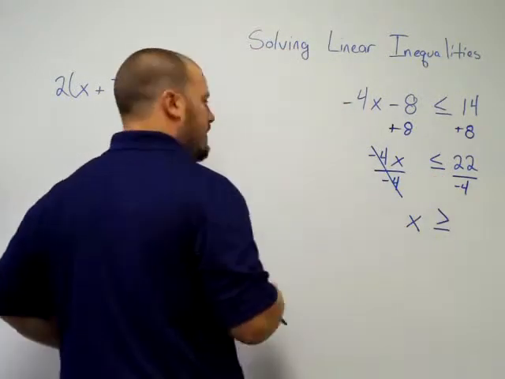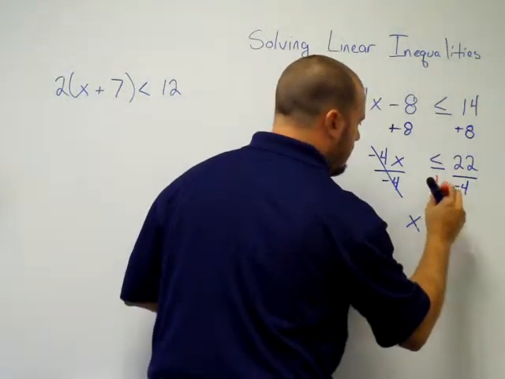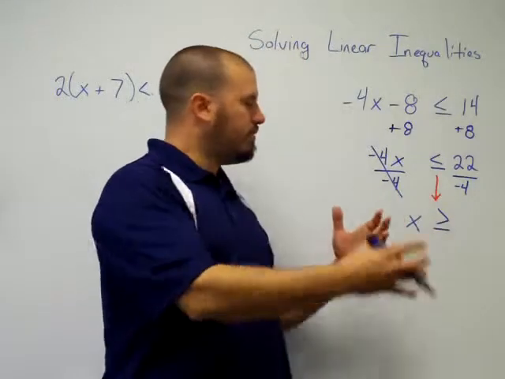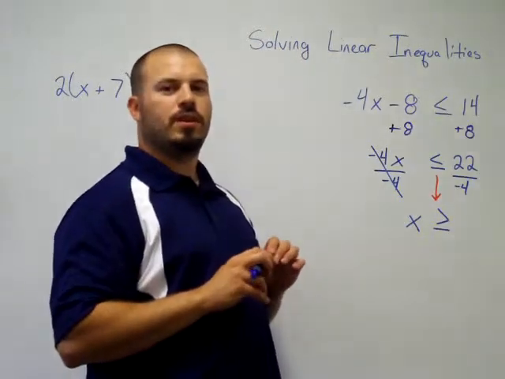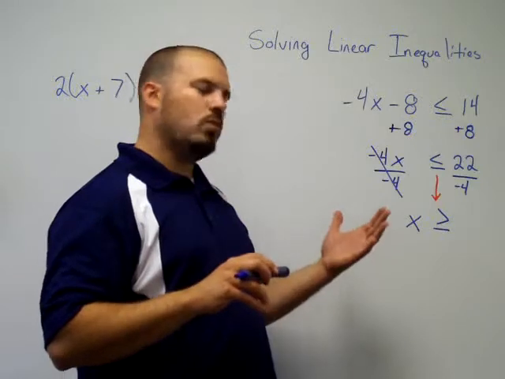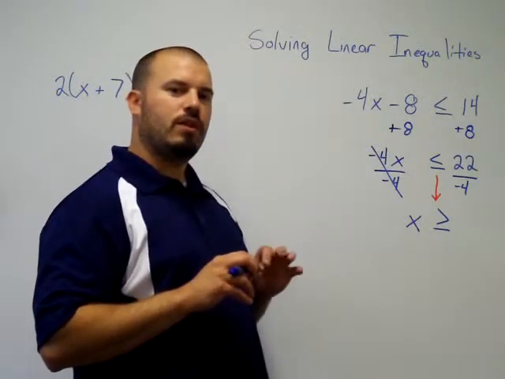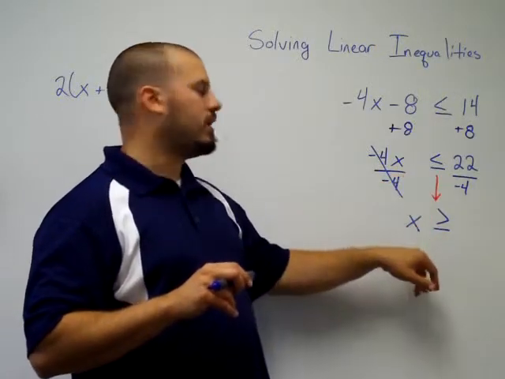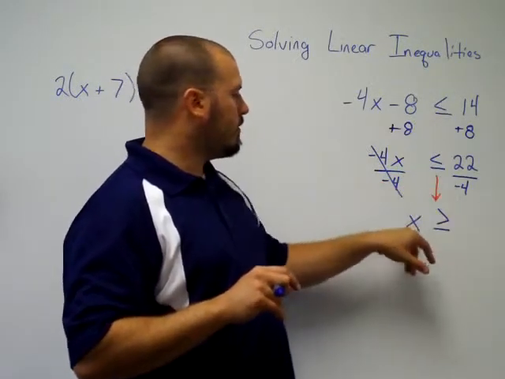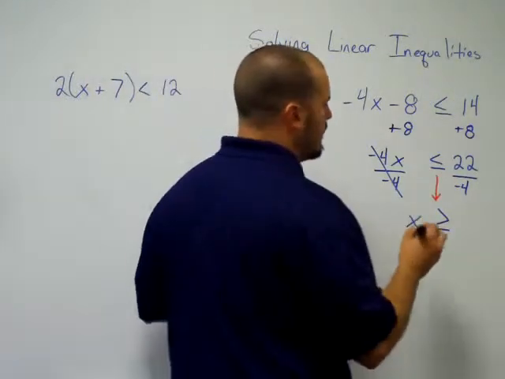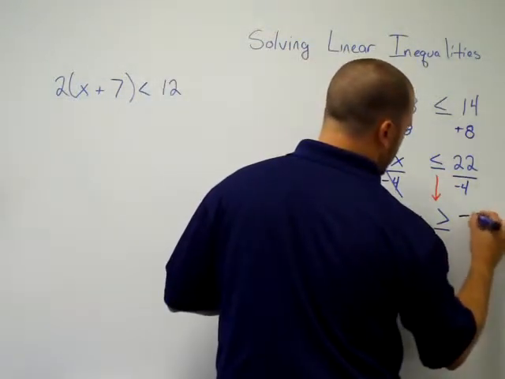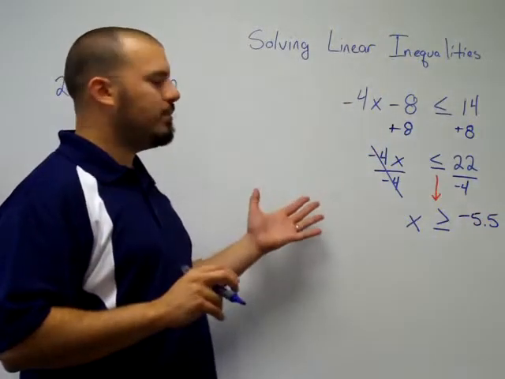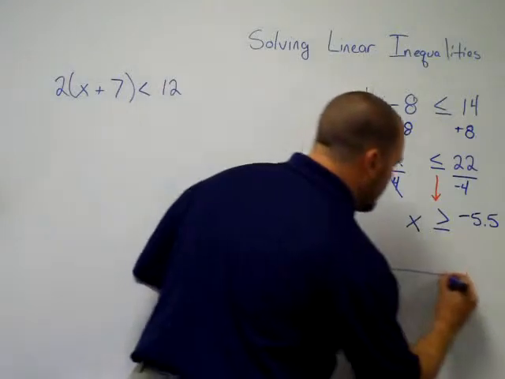Now this is something that we have to remember when we're dividing by a negative. In an inequality, we have to flip the inequality symbol, and I posted a video explaining why we flip it, so if you're looking for that information, please check out one of my other videos on why you flip the inequality. Alright, so x is greater than or equal to 22 over 4, so that is negative 5.5.